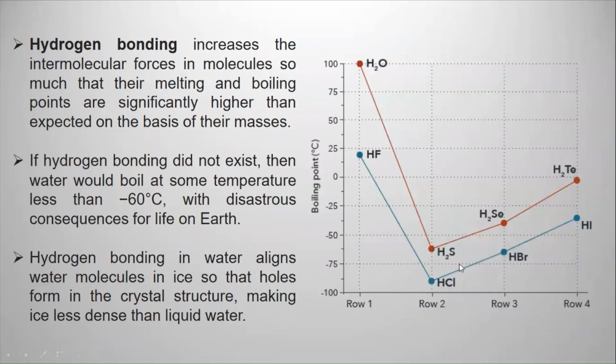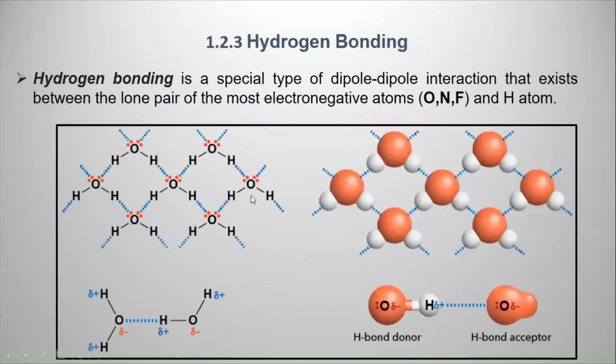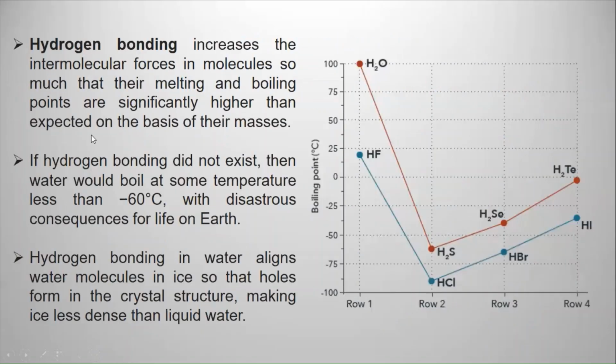Water, compared to all of these molecules, has the highest boiling point. And why is that? Because of the hydrogen bonding. After that comes HF. Why is HF lower in boiling point than water? Because water can do 2 hydrogen bonds per molecule, while HF can only do 1 hydrogen bond per molecule, because you can see it has only 1 H.